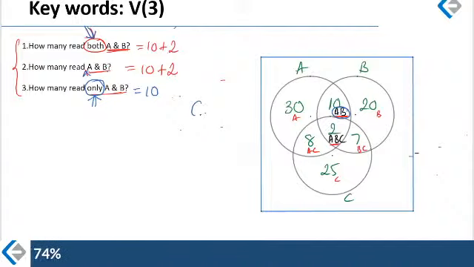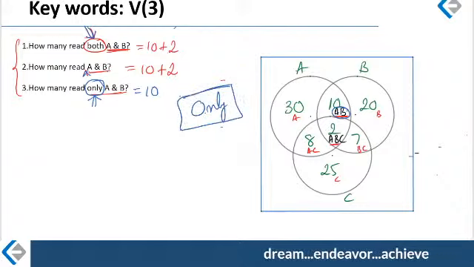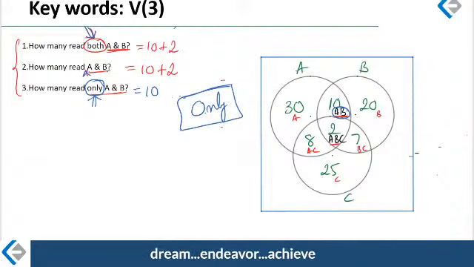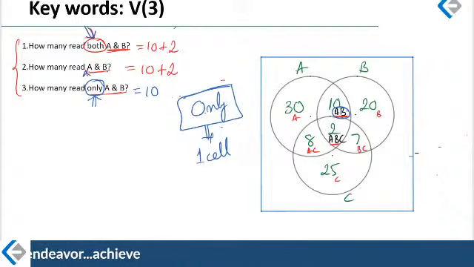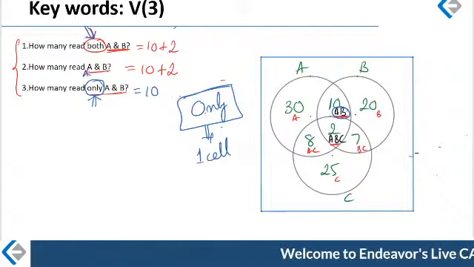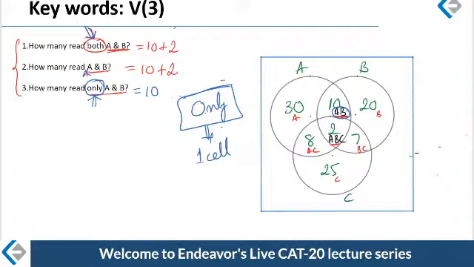More importantly, be wary of the word only. The absence and the presence of only makes a lot of difference to that particular number, how many cells, because the moment you have only, it generally refers to one cell. Absence of only refers to more than one cell. That's the best way to remember that information.